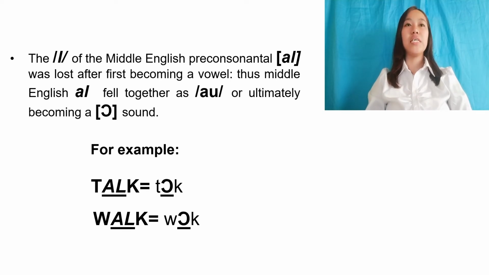Here you can see that the al phoneme disappeared and was pronounced as the half O sound. Again, talk, walk. This is a loss after low-back vowels before certain consonants.